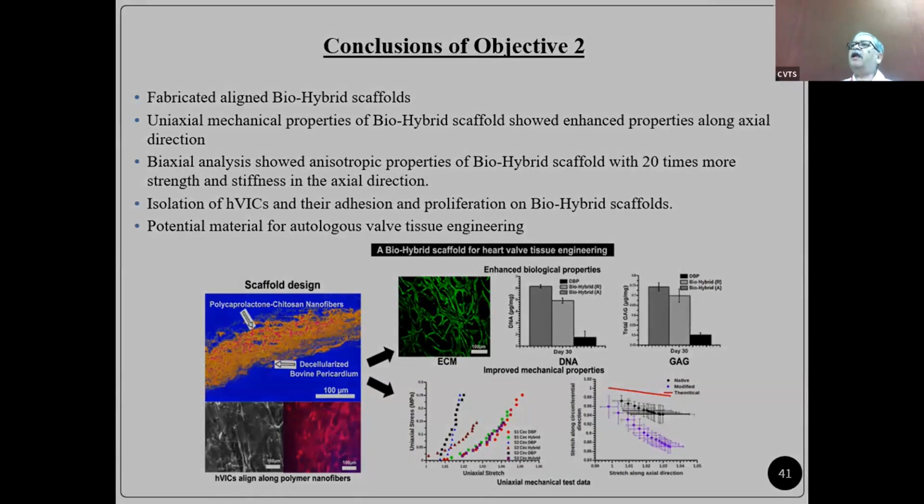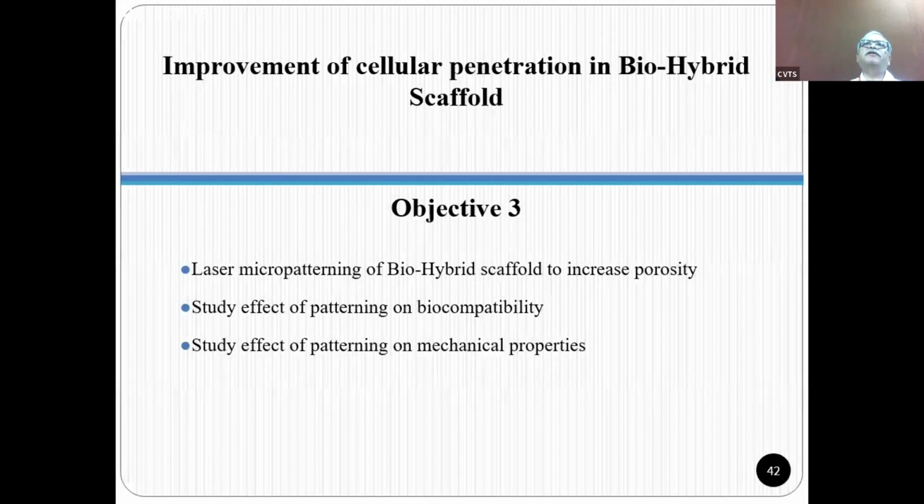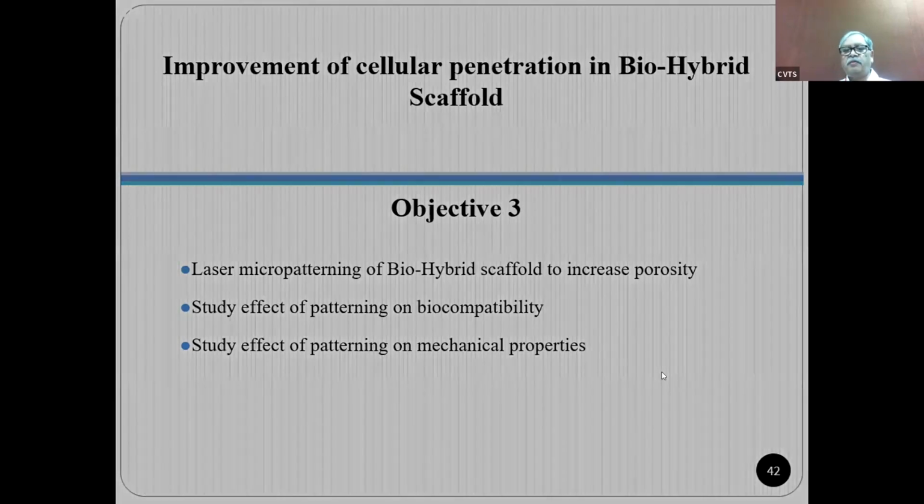The third thing was alignment. How do you align these cells in the direction? Because it's very important. I showed you in the very first slide that the pericardium versus the heart valve both have different alignment of the cells. So we have to look at that also. So we did laser micropatterning of the bioscaffold, a study of the biocompatibility of the patterning, and a study of the mechanical properties of the patterning. These three experiments we did.